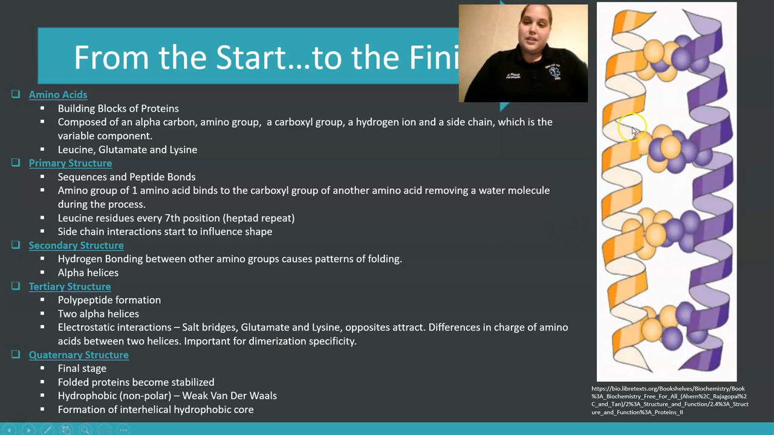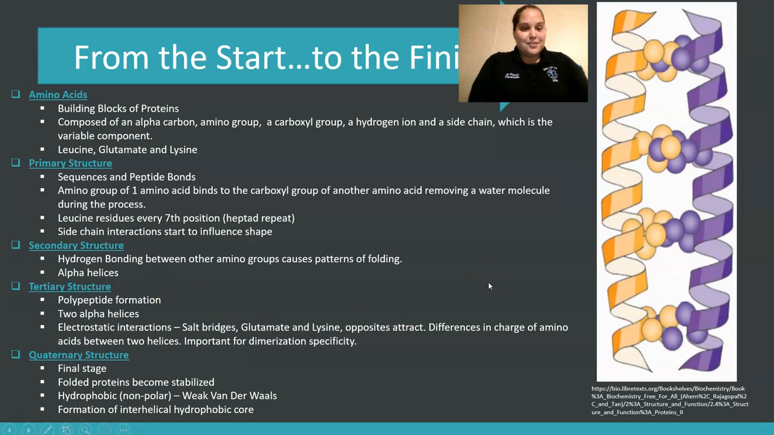Particularly with the leucine zipper, a leucine residue is in every 7th position along the chain, and this is called a heptad repeat. Already with the primary structure, amino acids forming the chains, they are starting to influence the shape of the beginning of the alpha helices.